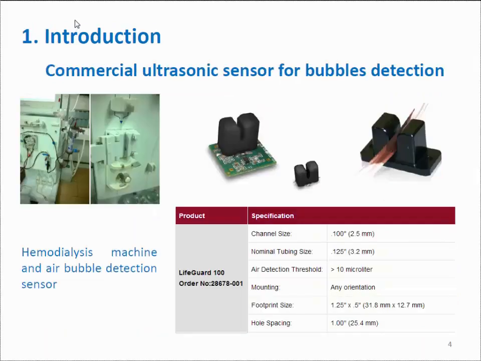So you can see here, this is an air bubble detector. This is a hemodialysis machine, and when the air bubble occurs, the sensor will give alarm. And then we have the conversions in ultrasonic sensors in the next picture. And this is a parameter. The charge channel is around 2.5, and the minimum volume of the sensor can be detected, that's 10 microliters.